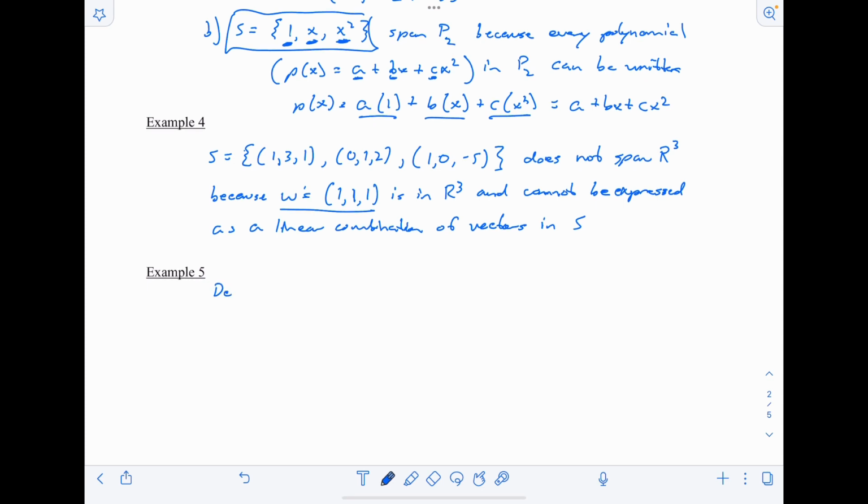All right. So now let's put this together and ask the question: how do we determine this? Does S span R3? I'm going to change this ever so slightly. I'm going to change my vectors to be (1, 3, 1), (0, 1, 2). So the first 2 are the same, but for the third one, I'm going to make one minor change. Instead of (1, 0, -5), let's make it (2, 0, -5). And now ask the question, does this span R3?